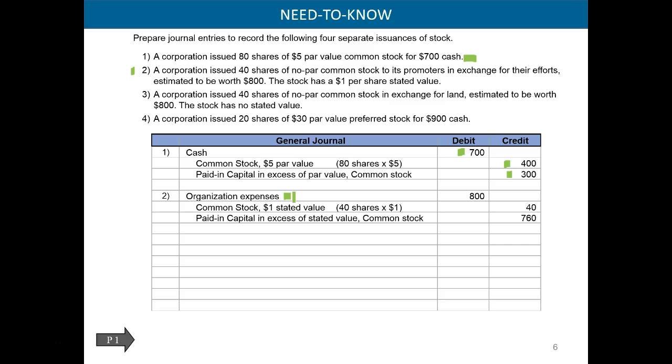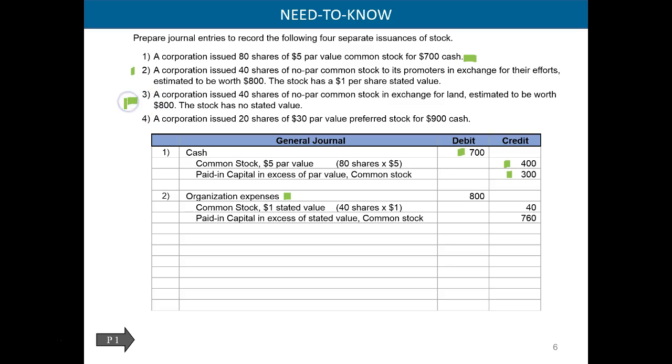So expenses have debit balances. They generally only go up. We increase the expense with the debit. Then we credited the common stock for the $1 stated value of times the 40, and the difference between the 800 and the 40 being the 760 going into the paid in capital.